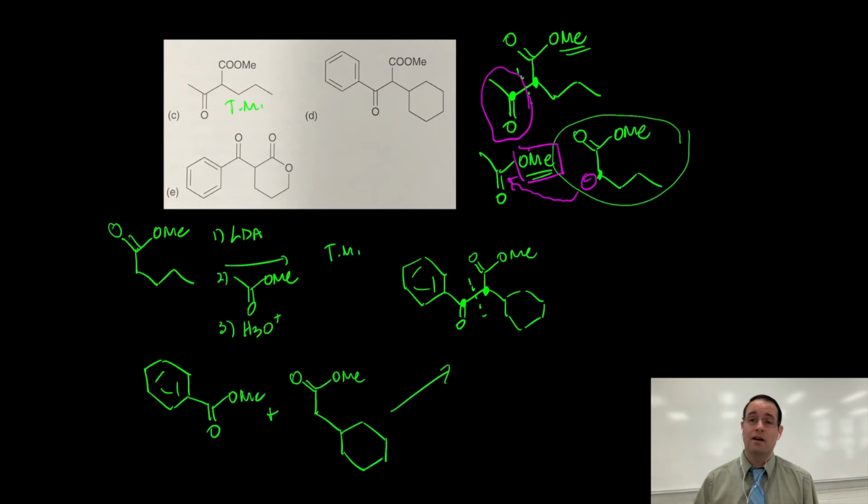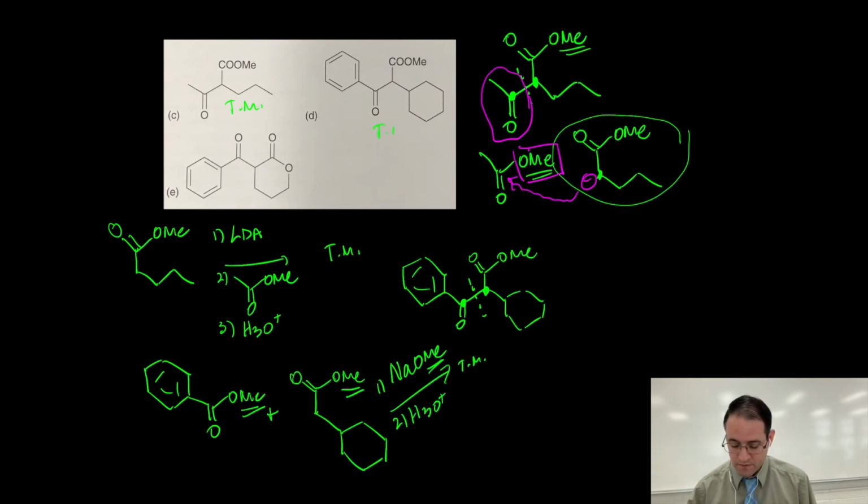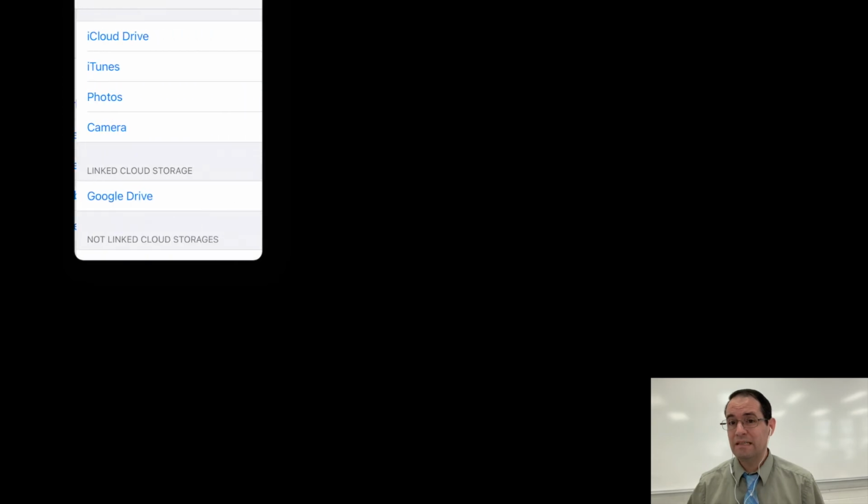And great, the molecule on the left has no alpha hydrogens, so I can just treat this with sodium methoxide. Remember, you want to choose the same OMe, right? And then H3O plus, and that's going to give me the target molecule shown there in part D, okay? Let's do problem 31, which is the D problem 31.